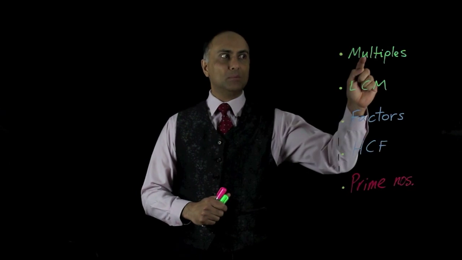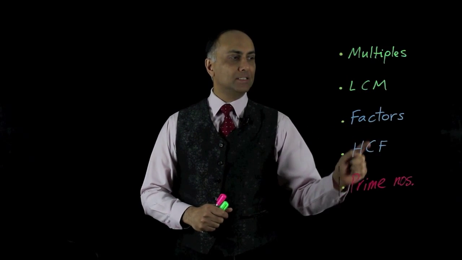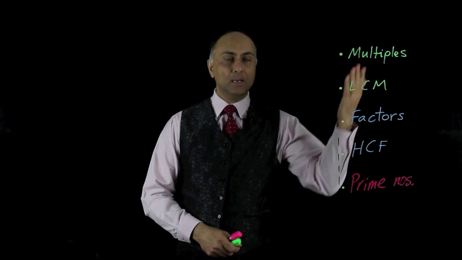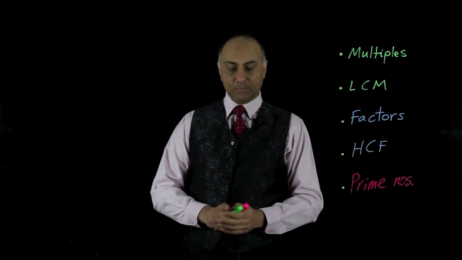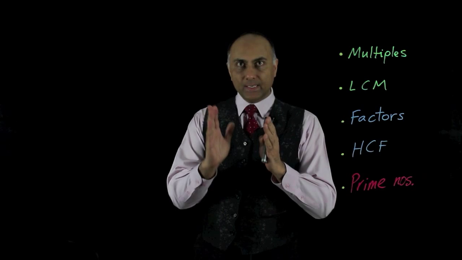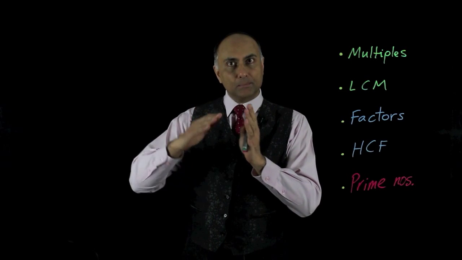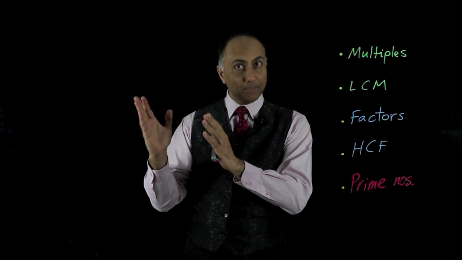I'm going to explain what multiples, LCM, factors, HCF, and prime numbers are in that order. Let's begin with multiples. The multiple of a number is that number multiplied by some whole number.